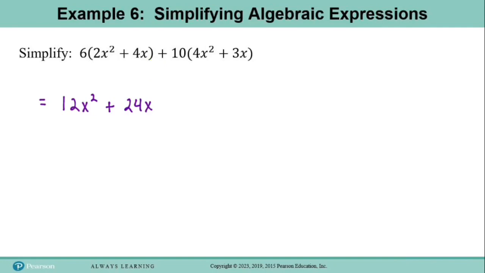Then we've got a plus here. Now 10 times 4x squared is going to be 40x squared, and we'll have another plus. And then 10 times 3x is going to be 30x. So now we've removed the parentheses, but we've still got some like terms to combine. So notice that I have two x squared terms, so we'll just add coefficients here. 12x squared plus 40x squared is 52x squared, because 12 plus 40 is 52. And then 24x plus 30x is going to be 54x, because 24 plus 30 is 54.